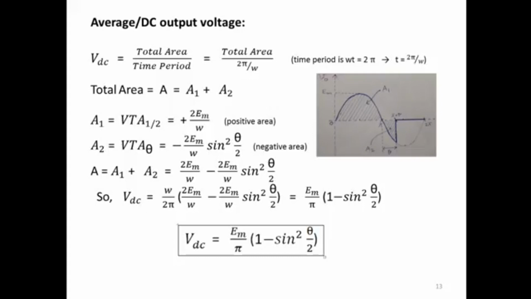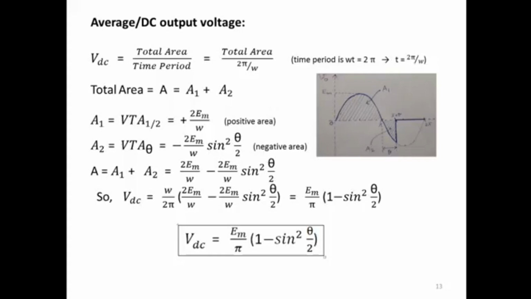If you recall the last case among the VTA topic, VTA theta, the waveform which starts from 0 until a certain angle theta, the expression of which is 2 Em by omega sine square theta by 2. Here a negative sign will be placed because it is the negative area. We will add these two areas, A1 plus A2, to get the total area. Finally, that total area will be divided by the time period to get the expression of VDC.